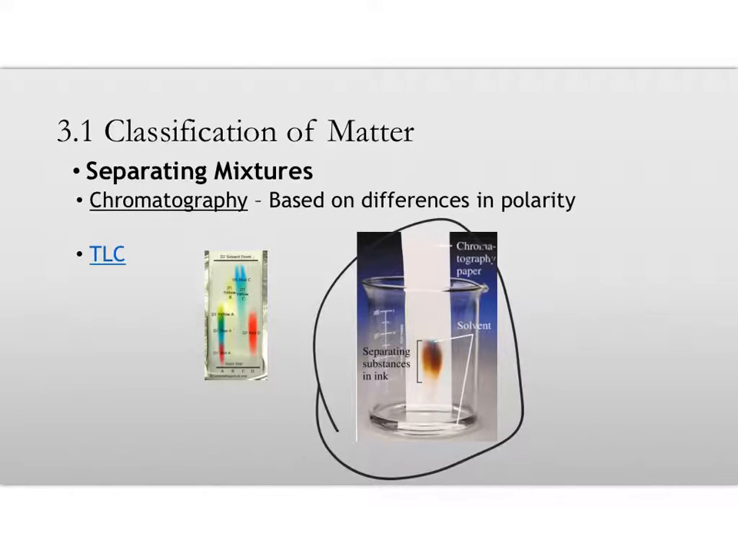and solubility depends upon polarities of things. Like oil doesn't dissolve in water because it's nonpolar, and water is polar. So the paper has a certain level of polarity, the solvent has a certain level of polarity, and so do the compounds that you've spotted onto the paper. The interplay between all three of those polarities determines how fast the spots run up the paper with the solvent.